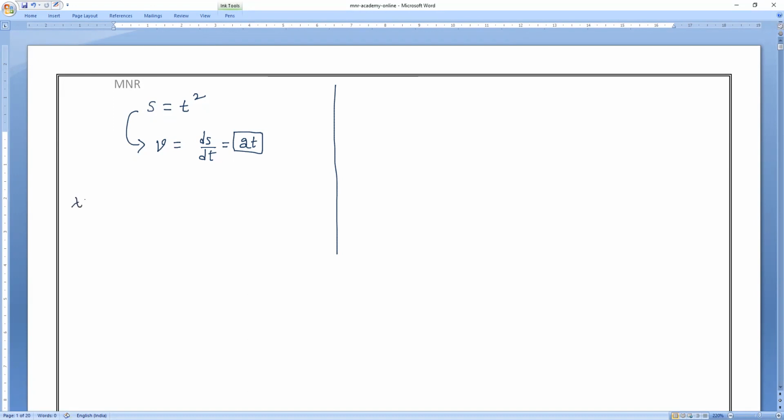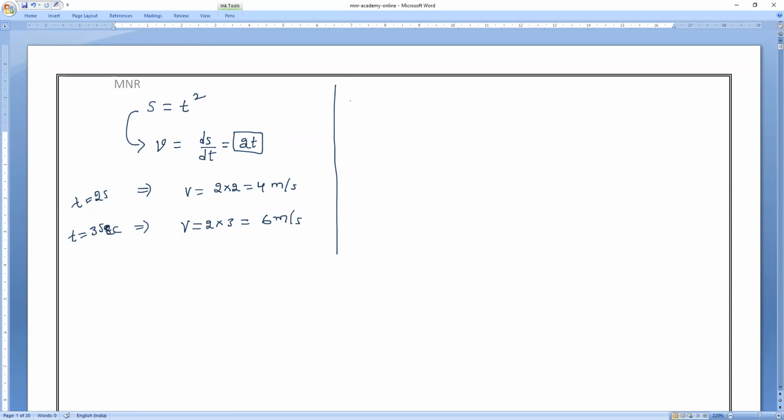Now find the velocity at 2 seconds. If you find the velocity at 2 seconds, what will come? V is equal to 2 into 2, which is 4 meters per second. Next, if I ask you to find the velocity at time equal to 3 seconds, then velocity is equal to 2 into 3, which is 6 meters per second. So this is what we know: from displacement to velocity, we use differentiation to find it.